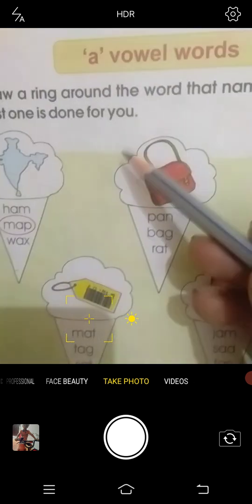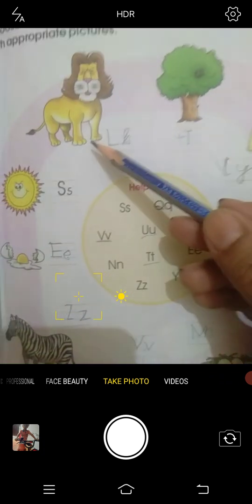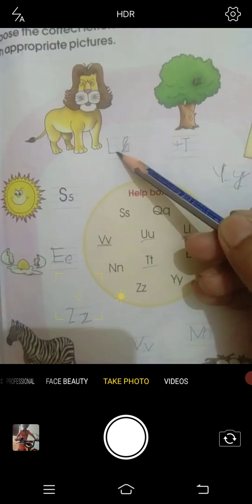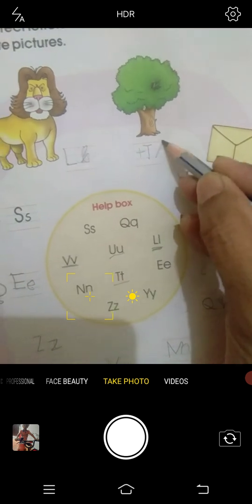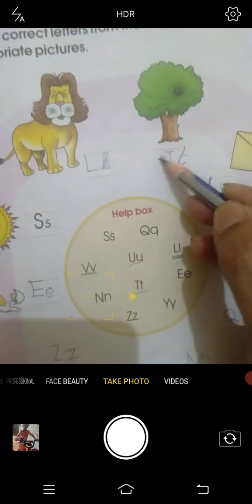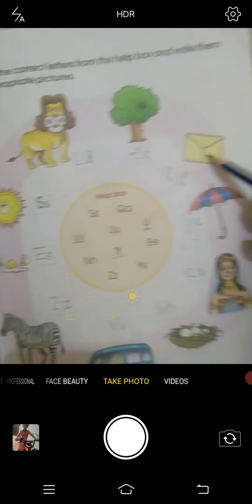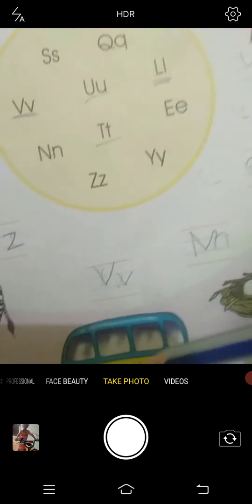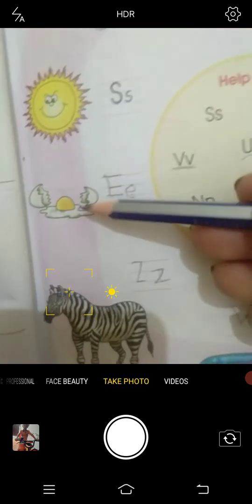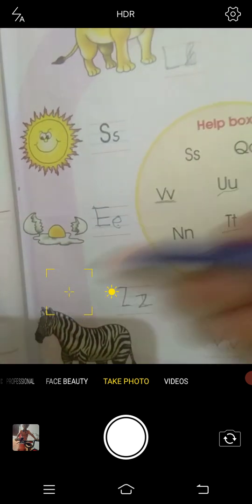Okay, A vowel words. Last day we did, what is this? Tell me. L lion, T tree. We have to write T capital and T small. E envelope. Now we are revising, beta. U umbrella, Q queen, N nest, V van, Z zebra, E egg, Y yolk. Done, beta.